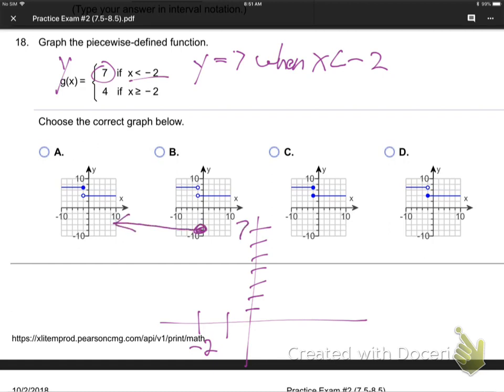7 when x is less than -2, that'd be an open dot at -2, less than, not less than or equal to. So y is 4 when x is greater than or equal to -2. Why is it a height of 1, 2, 3, 4 right here? Great, solid dot, greater than or equal to -2. So which one looks like that? Looks like D.